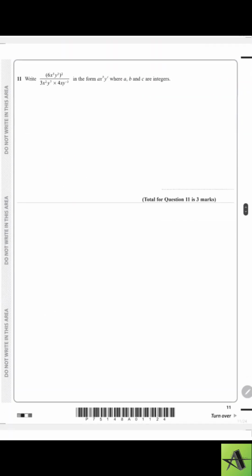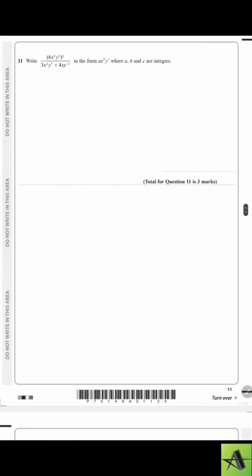Moving on to the next one. Write (6x to the power of 5 y to the power of 3) whole squared, divided by 3x squared y to the power of 7, into 4x y to the power of negative 3, in the form of ax to the power of b y to the power of c. Simple, we just need to simplify.